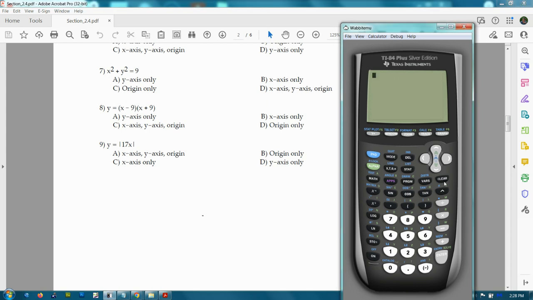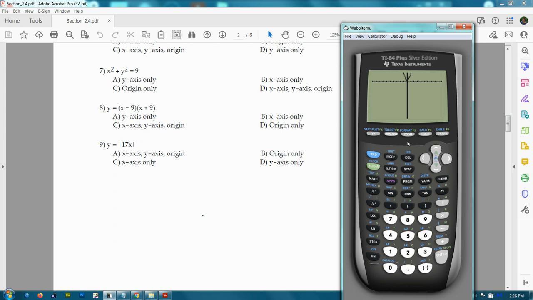We haven't done absolute values, which you're going to see in a moment. Let me clear this off. I want the absolute value symbol, so I go to math, go over to num, and the very first option, ABS, stands for absolute value. What's inside the absolute value? 17x. I'll get out of that and hit graph.